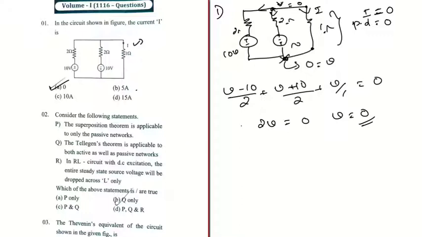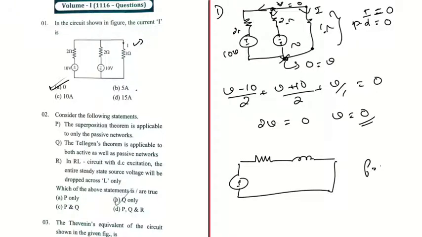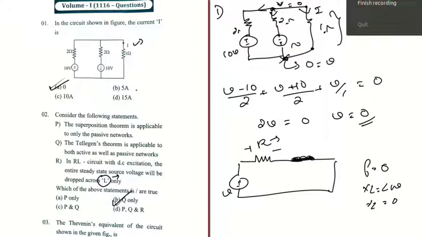If I take an RL network over here, and it is given a DC excitation, we know that for DC excitation, frequency is equal to 0, that is XL equal to L omega, which is equal to L into 2 pi f, where f is equal to 0, so XL equal to 0. That means this inductor will act as a short circuit. So whatever the voltage is there, that will only drop across R only, not across L, so the statement is not true. If it was across R only, then the statement was true. So the only statement which is true here is Q. Now let's move on to the next question.